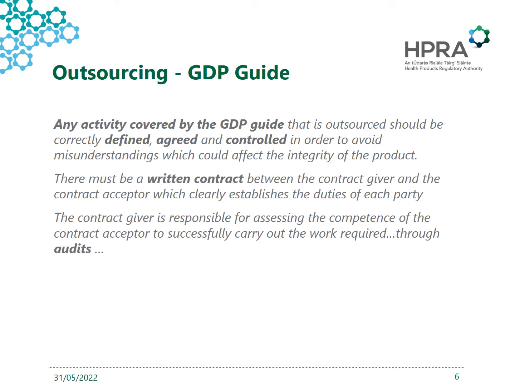Let's have a look at what the GDP guidelines say about outsourcing. Any activity covered by the GDP guide that is outsourced should be correctly defined, agreed and controlled in order to avoid misunderstandings which could affect the integrity of the product. There must be a written contract between the contract giver and the contract acceptor, which clearly establishes the duties of each party. The contract giver is responsible for assessing the competency of the contract acceptor to successfully carry out the work required, and this should be done through audits. So what does this mean for you?